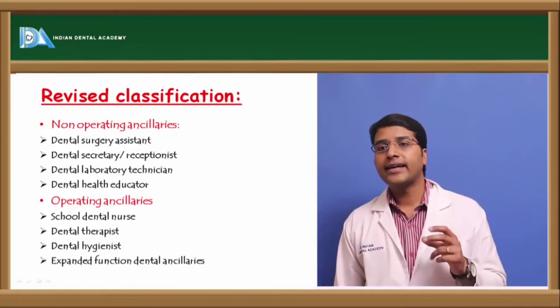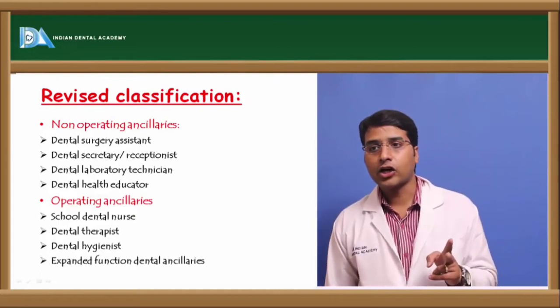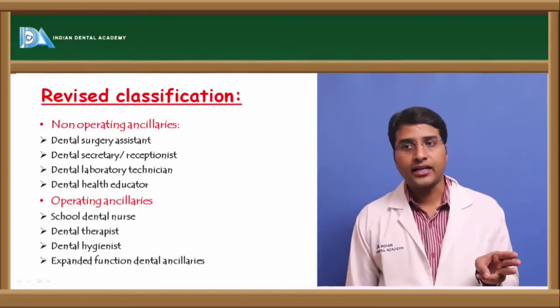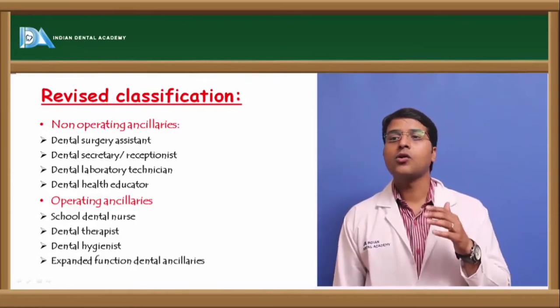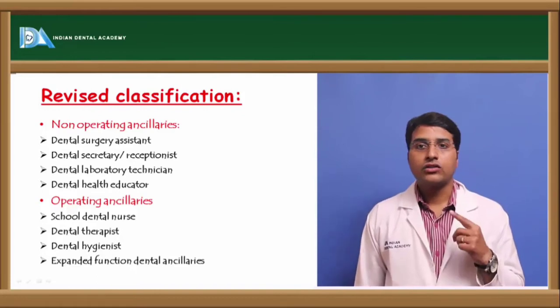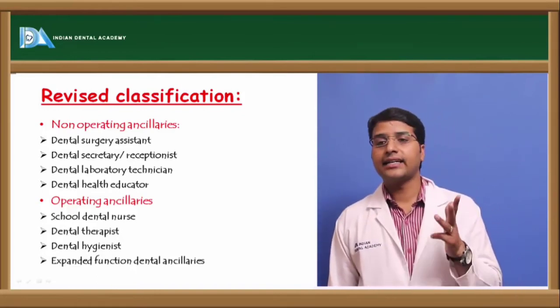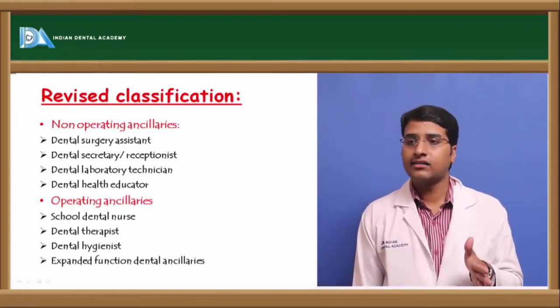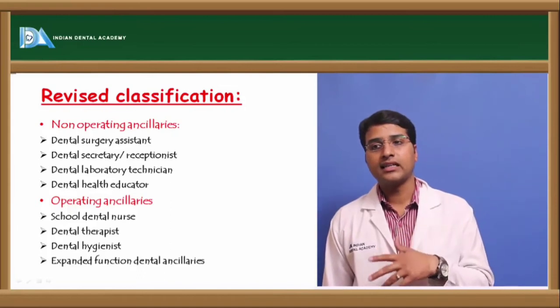The non-operating ancillaries are your dental surgery assistant, dental secretary or receptionist, dental laboratory technician, and dental health educator. These are all non-operating ancillaries. Whereas your operating ancillaries are your school dental nurse, dental therapist, dental hygienist, and expanded functions of dental ancillaries. These are the individuals who are operating ancillaries.